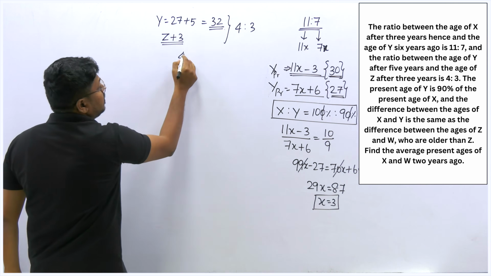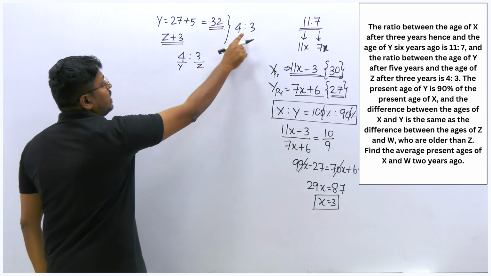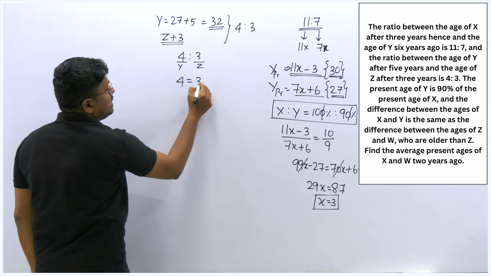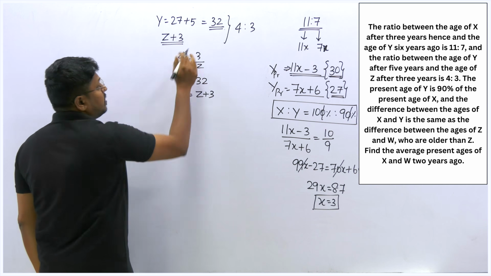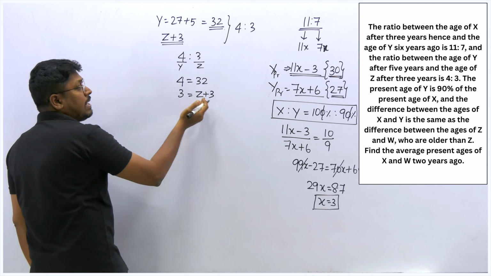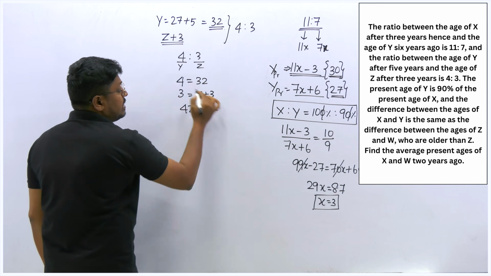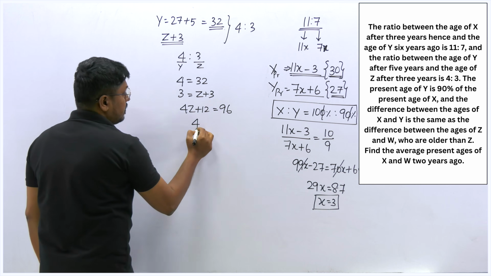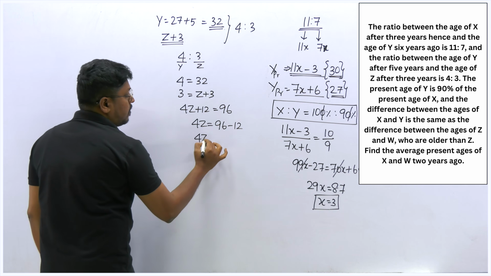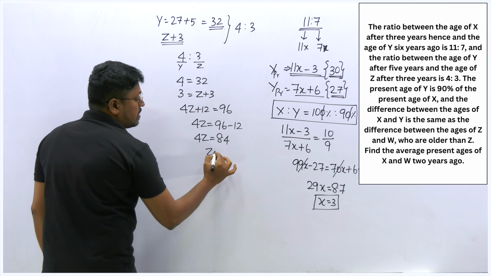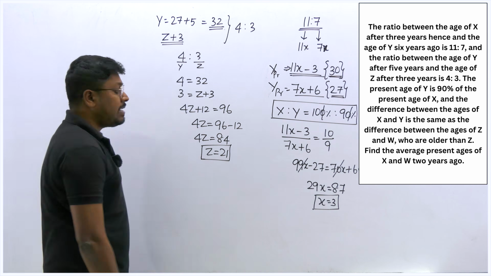And we already know that 4:3 is the y to z ratio, and the y value we know, which is 32. That means 4 part is equal to 32. So 3 part z is equal to how much? That is z plus 3. Because 3 part they have given z plus 3. So now we can equate it. So this becomes 4z plus 12, 4 into 3 will be 12, is equal to 96. So 4z is equal to 96 minus 12, resultant will be 84. So 4z is equal to 84, so z is equal to 21. So finally, we got the value of z, which is 21.